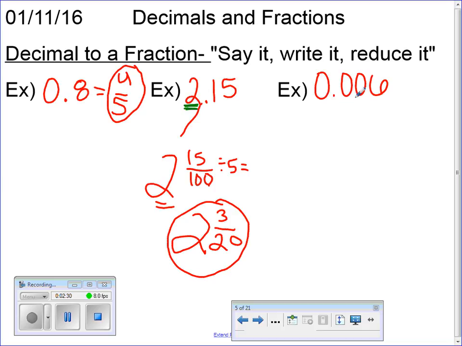This is read as 6/1000. So I'm going to write what I hear, 6/1000. So we said it, we wrote it. Now let's reduce it or simplify it.